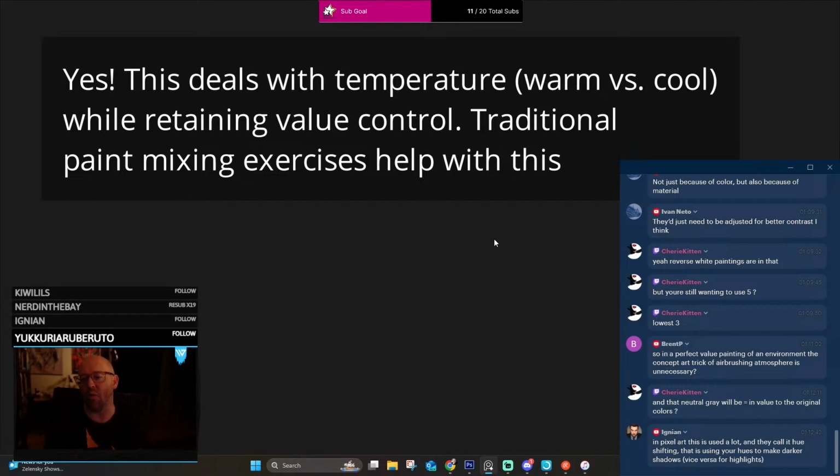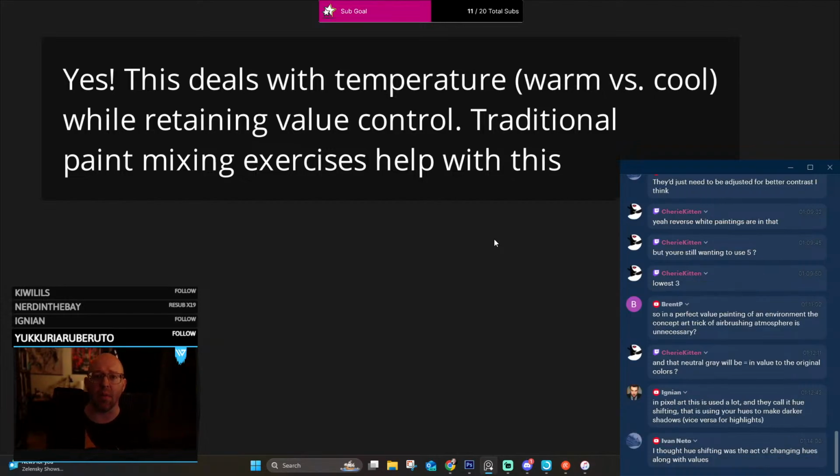And that neutral gray will be equal in value to the original colors, yes, but what if the two colors are different values? Because remember what chroma is, every color lives in a certain place. If you have yellow, that is way lighter than ultramarine blue. So even if it's blue and yellow and they contrast and one's cool and one's warm, that's going to be a lighter midtone. Because that yellow is going to overpower the crap out of that blue.